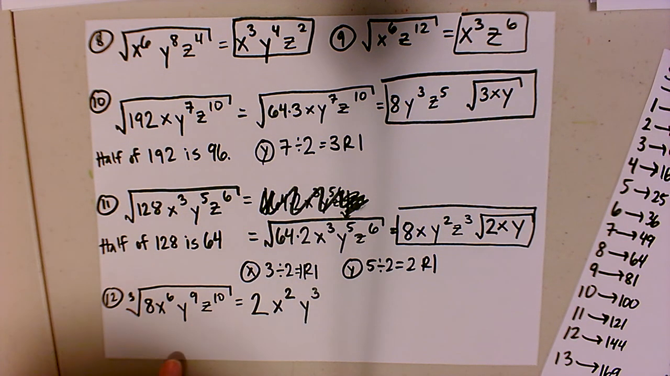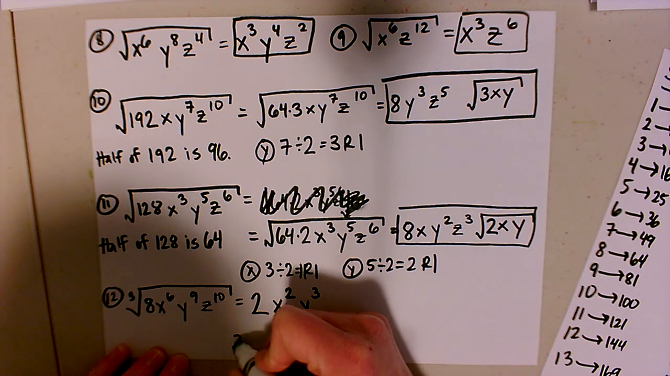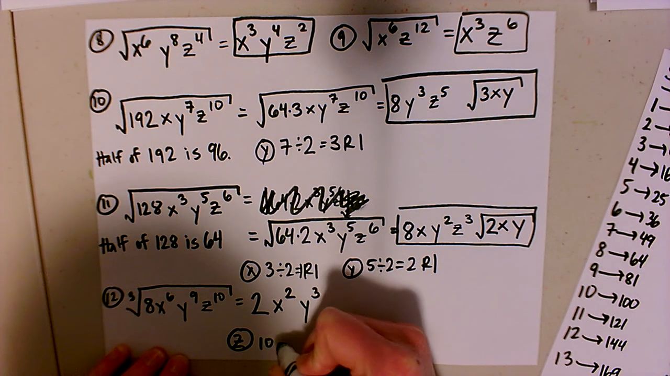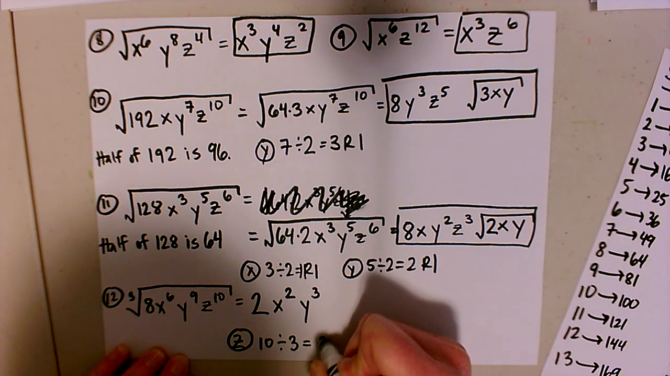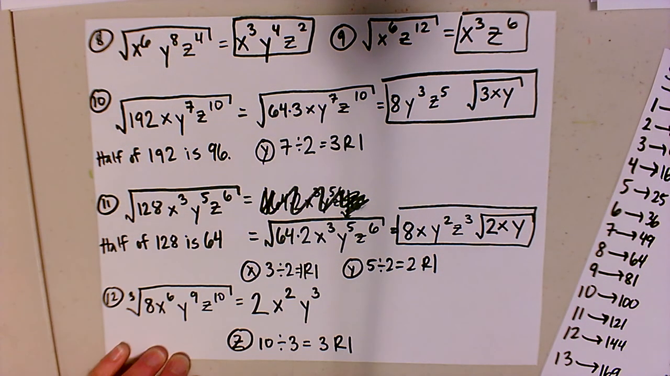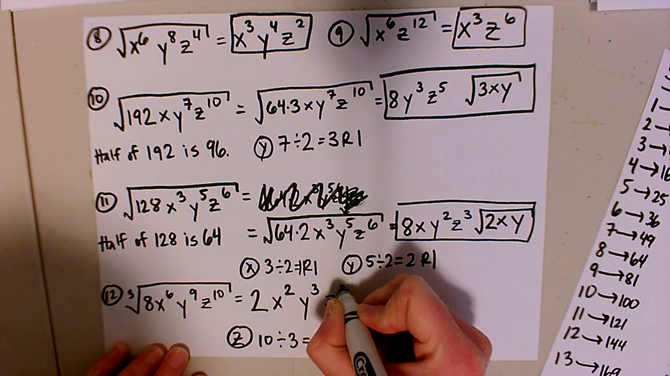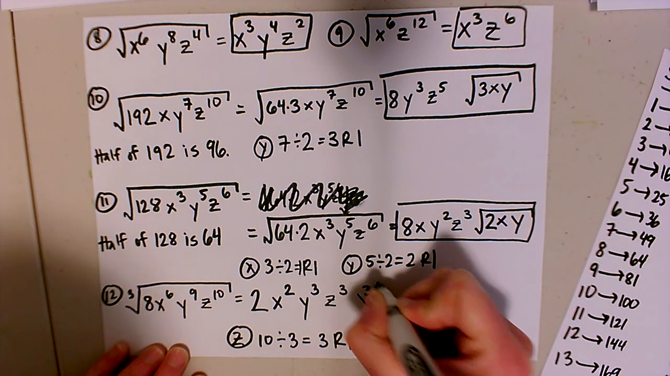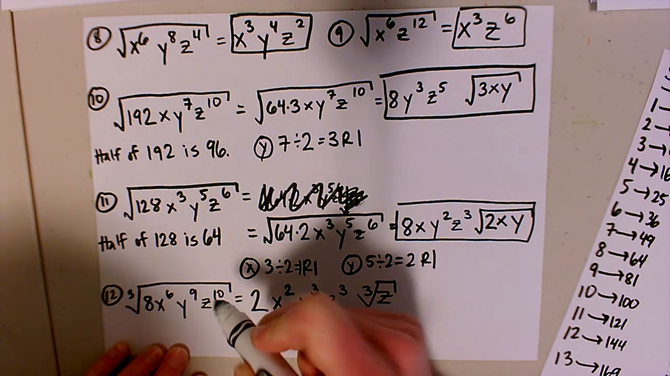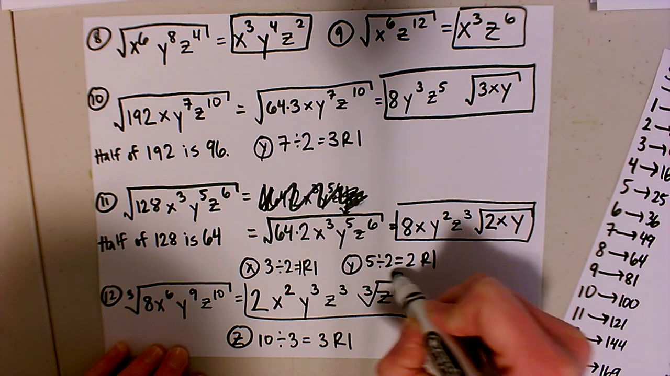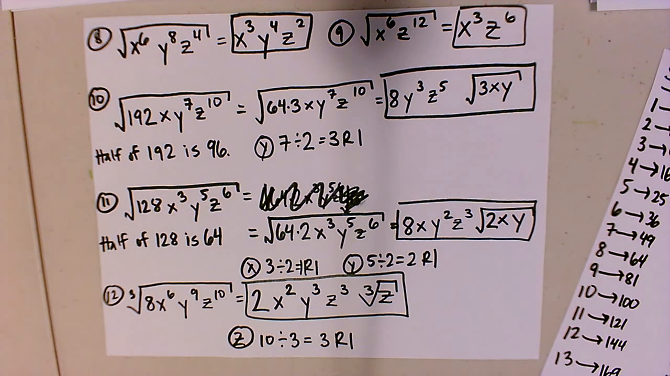Now, the z to the 10th is a little tricky. So for that one, to deal with z, I would do 10 divided by 3, which gives me 3 remainder 1. So that means I have a z cubed on the outside, and then a z left over on the inside. And so, there's my answer there, and those are all of the classwork problems.